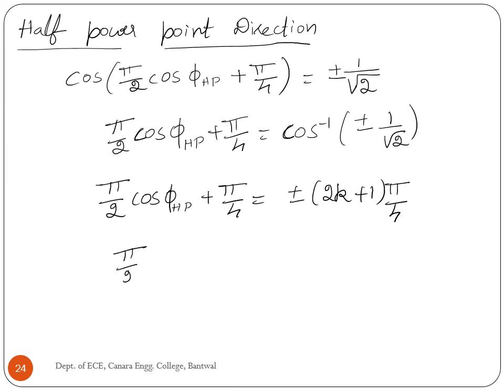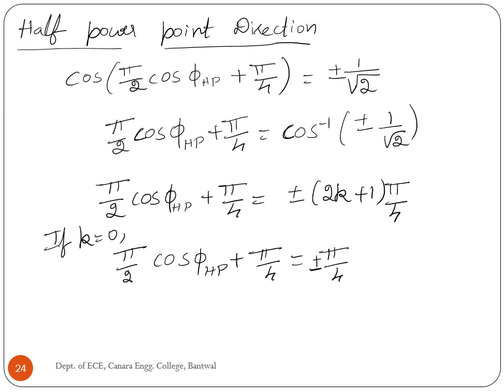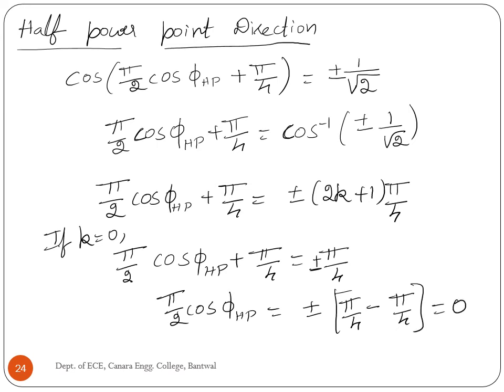So if k equal to 0, pi by 2 cos phi plus pi by 4 is equal to plus or minus pi by 4. So pi by 2 cos phi is equal to plus or minus pi by 4 minus pi by 4, which is equal to 0. Therefore, phi is equal to plus or minus 90 degree.